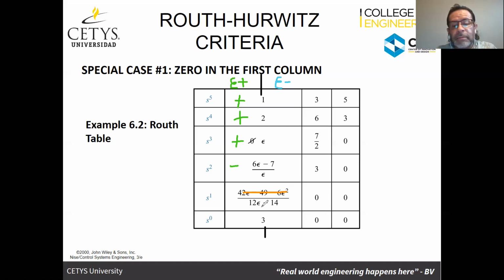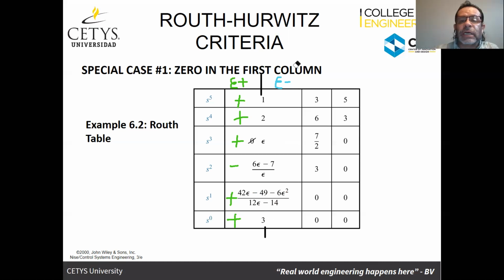Now here on the bottom, I've got 12 times epsilon. This is going to be positive and smaller than 12. Minus 14, the denominator is going to be negative. So negative divided by negative is positive. And lastly, we've got the 3 that's positive. So if epsilon is positive, we're going to have that combination.